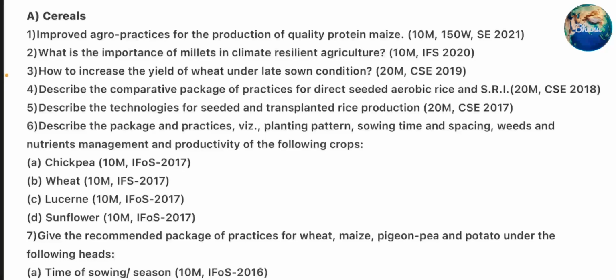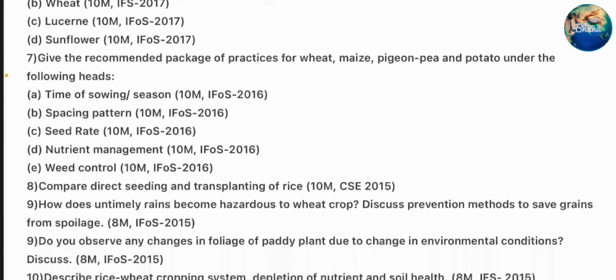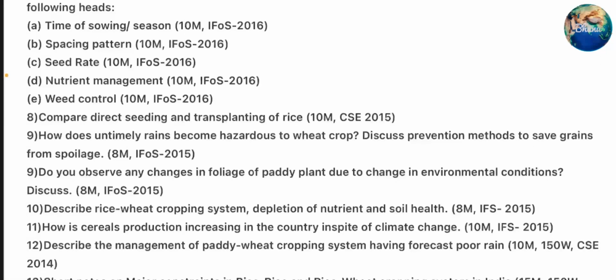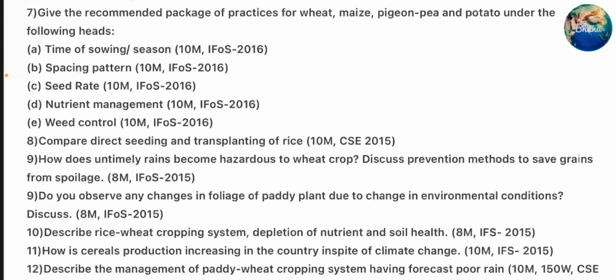sunflower. Question 7. Give the recommended package of practices for wheat, maize, PGNP and potato under the following heads: time of sowing or season, spacing pattern, seed rate, nutrient management, weed control. Question 8. Compare direct seeding and transplanting of rice.